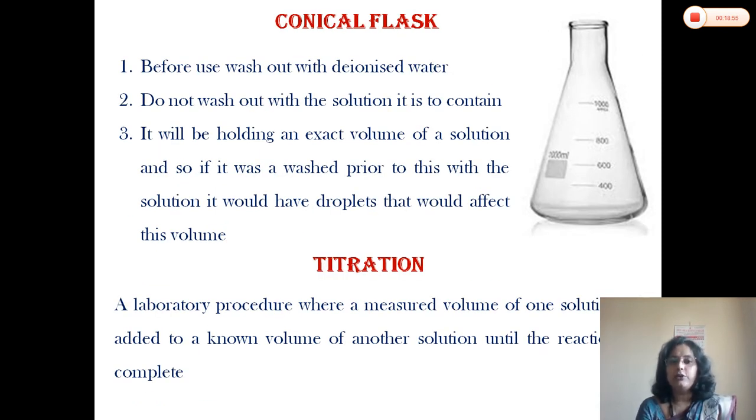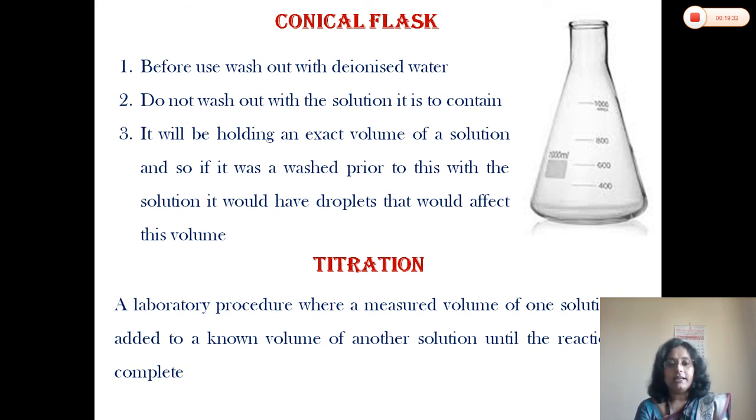Next component is the conical flask. Conical flask is used in a titration where we add the titrate into the conical flask. So before using the conical flask, you have to wash it with the deionized water, and do not wash it with the solution it is to contain. It will be holding an exact volume of the solution, and if it was washed prior to this with the solution, it will have droplets which will affect the volume of our solution.